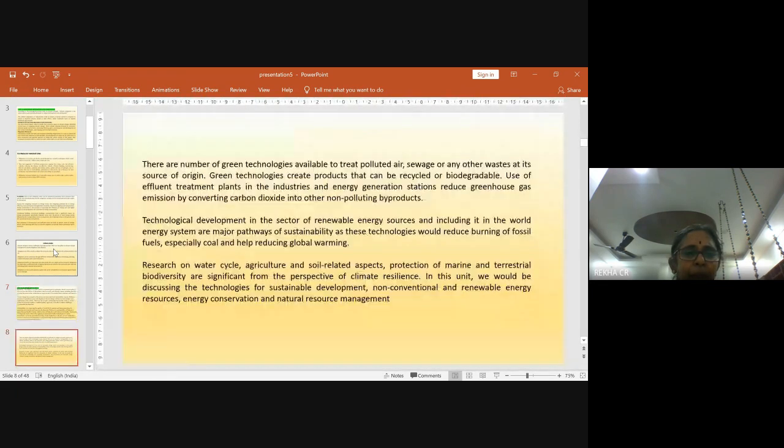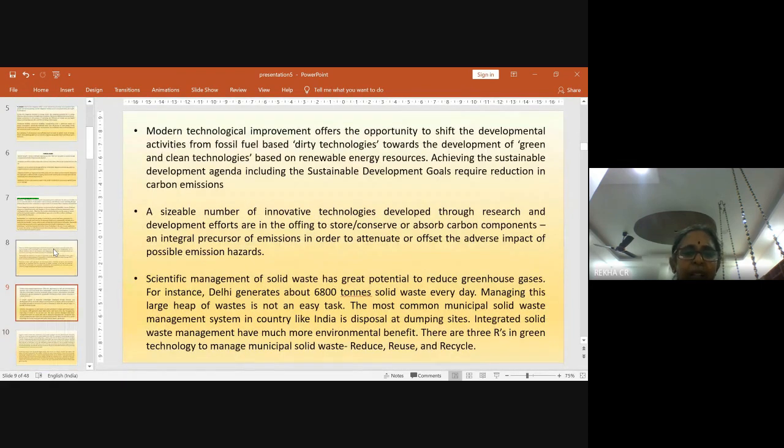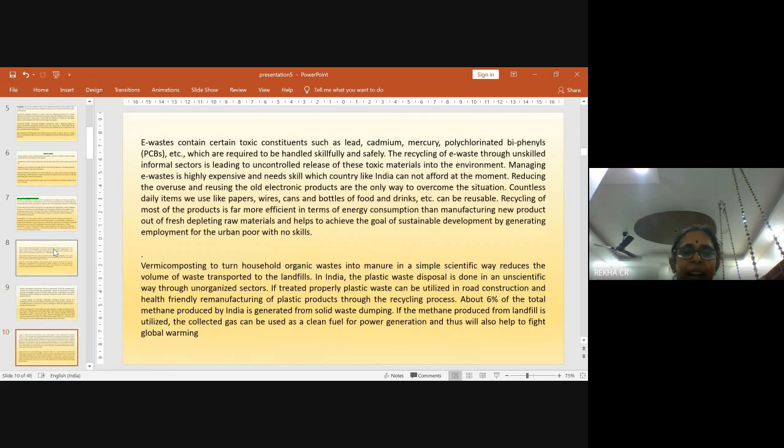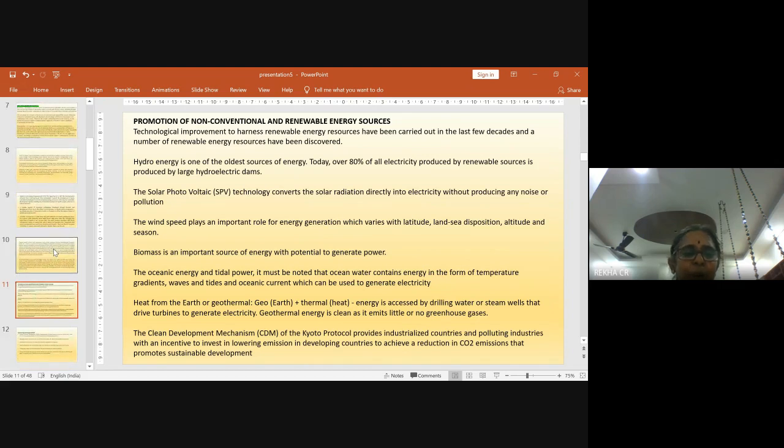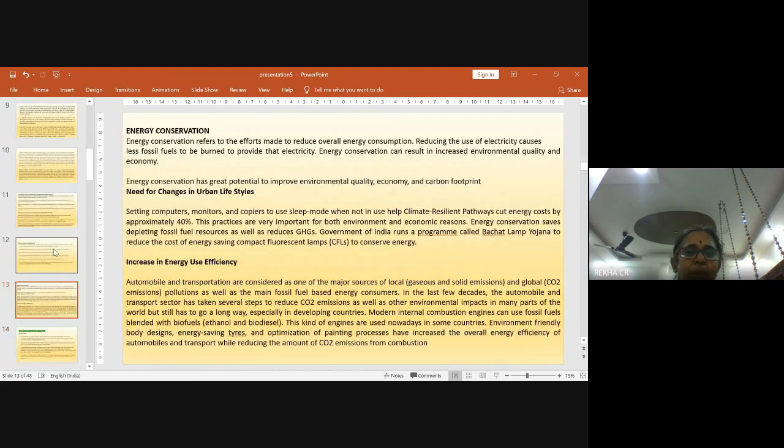And you have a number of green technologies, technological development, renewable energy resources, then modern technological improvement, innovative technologies, scientific management of solid waste, and also the skillful method of handling the e-wastes, vermicomposting, then the landfill, how to reduce the landfills, how to utilize the methane which is generated from solid waste dumping, promotion of non-conventional and renewable energy sources, natural resource management, energy conservation, increase in energy use efficiency. So all this in the second unit.